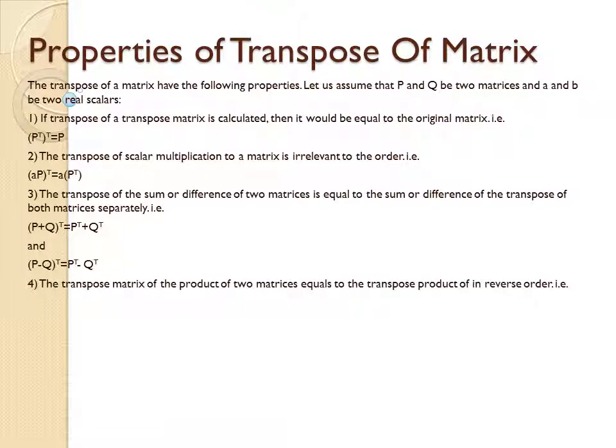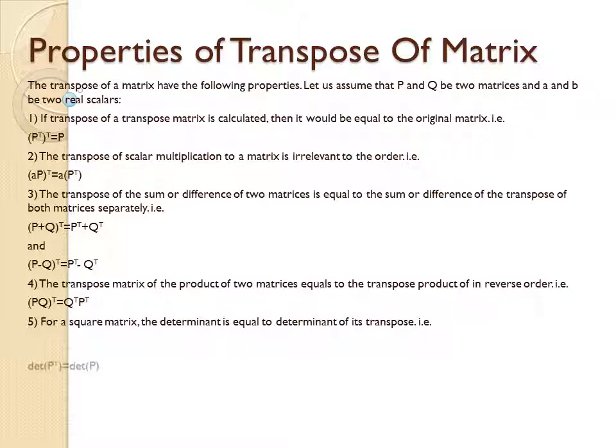Fourth property: the transpose of the product of two matrices is equal to the product of the transposes in reverse order. It is very important. Let's say P and Q are two matrices, then (PQ) whole to the power T, the product and then the transpose, equals Q to the power T into P to the power T. That is a little bit tricky. You have to remember it. For a square matrix, the determinant is equal to the determinant of its transpose, that is, the determinant of the transpose matrix equals the determinant of the original matrix.